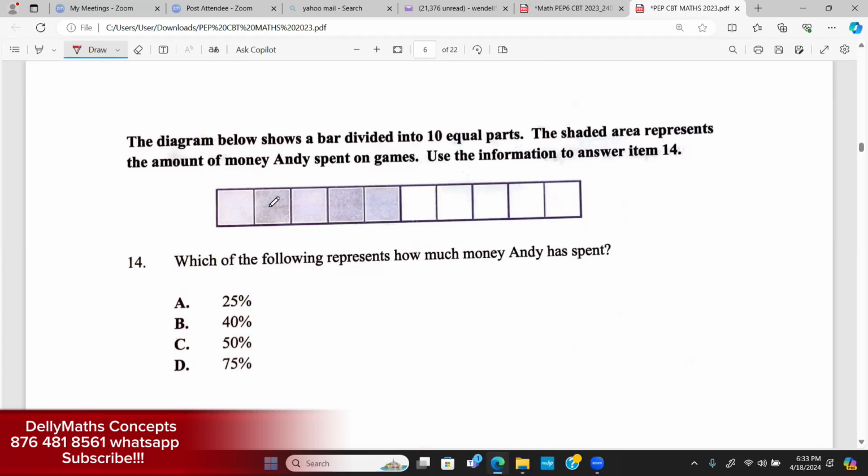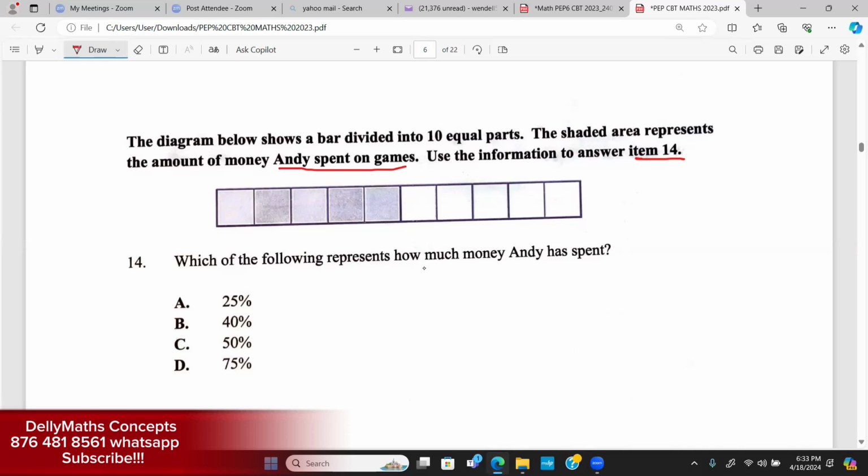The diagram below shows a bar divided into 10 equal parts. We see that. The shaded area represents the amount of money Andy spent on games. Use the information to answer item 14. Which of the following represents how much money Andy had spent?